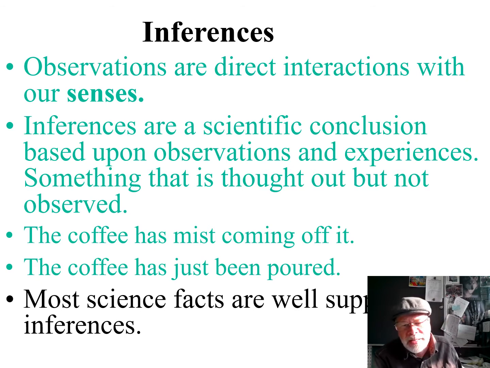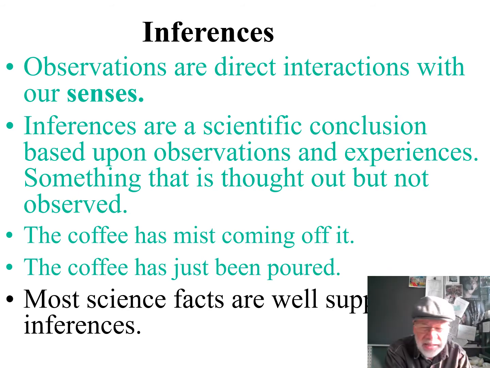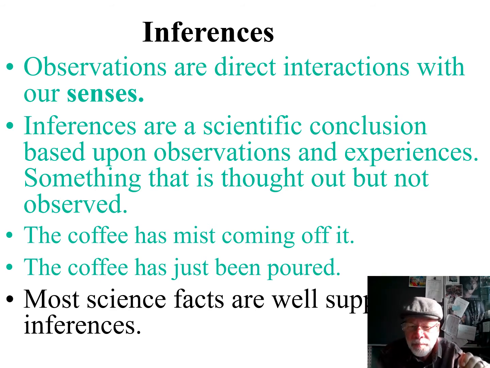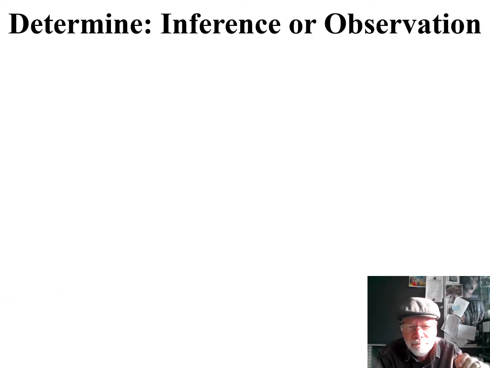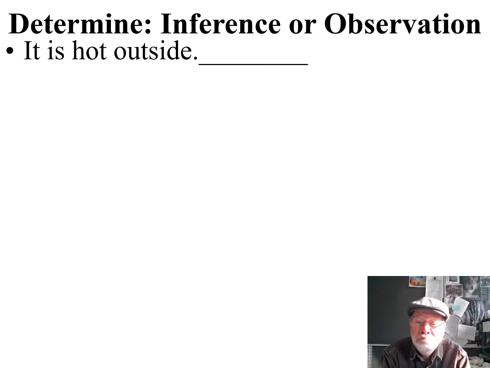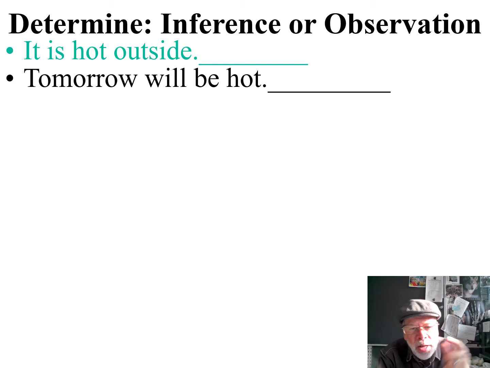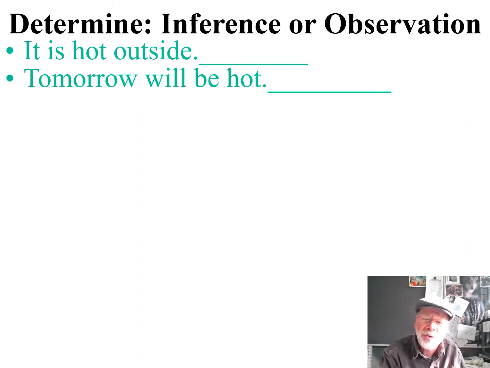And we work those inferences and we try to think of any alternate explanations. We test them and see, are our inferences as correct as we can make them? So, inference or observation? Let's try it. It's hot outside. Check outside, seems hot. Is that an inference or an observation? Well, you go outside, you're testing it. That's an observation. Tomorrow will be hot. Well, it's not tomorrow. All we're doing is we're saying, based on everything we see right now, we believe it's going to be hot. That is an inference based on certain observations.